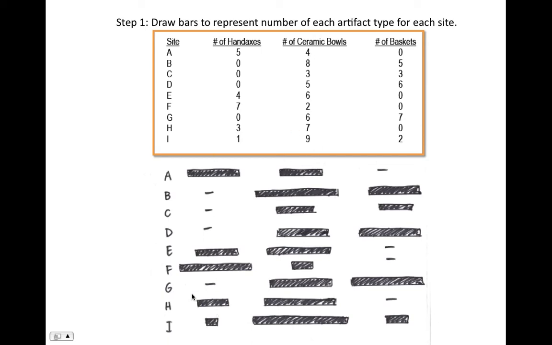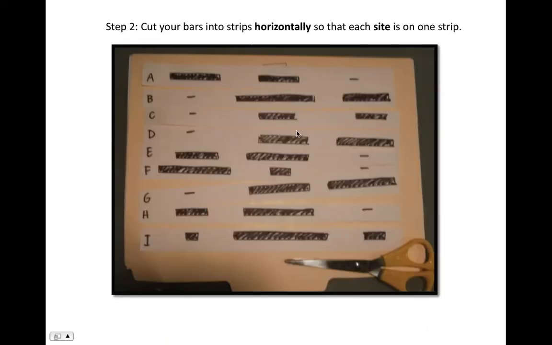So once we've drawn out all of these bars, the next step is to cut those sites into strips horizontally. And I know this picture is a little difficult to see, but you're just going to take a pair of scissors and cut this strip of paper so that each site is on its own little slip of paper. It's a very important step in the process. And remember, cut horizontally, not vertically. We want each strip to represent all of the artifacts at that one site.